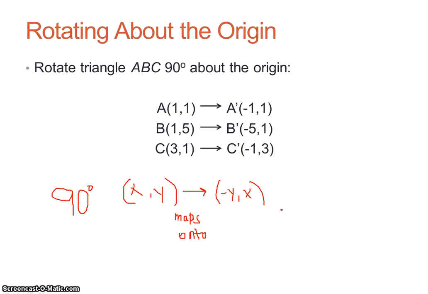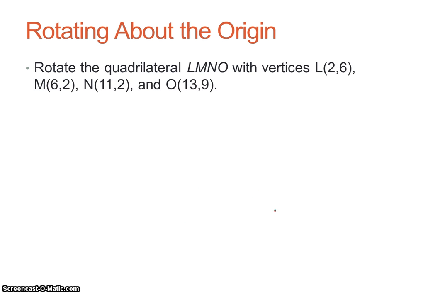Let's try another one. Let's rotate the quadrilateral LMNO with vertices L at 2, 6, M at 6, 2, N at 11, 2, and O at 13, 9. I want you to pause here and try to do this problem on your own, or if you need help, you can follow and go through it with me. Okay?